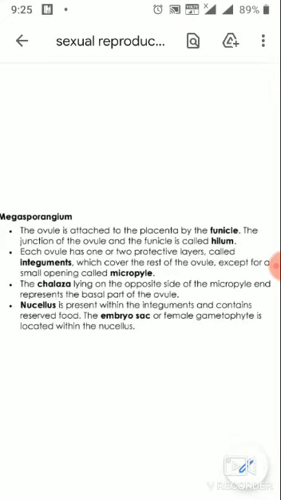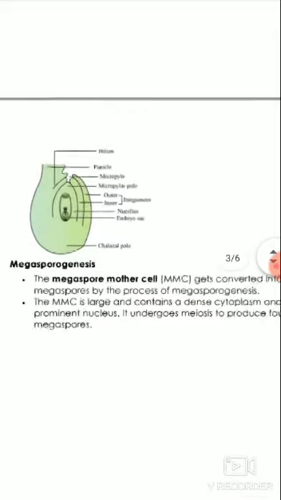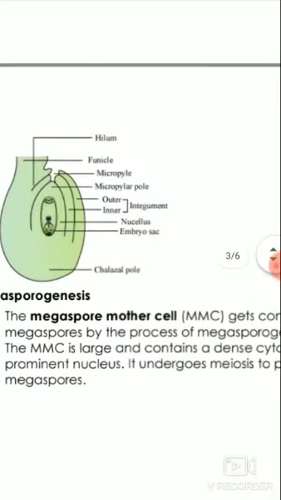The embryo sac, the female gametophyte, is located within the nucellus. Shown in this figure is an anatropous ovule. The ovule is a small structure attached to the placenta by means of a stalk called the funicle. See, here is the funicle. The body of the ovule fuses with the funicle in the region called the hilum. The hilum represents the junction between the ovule and the funicle.